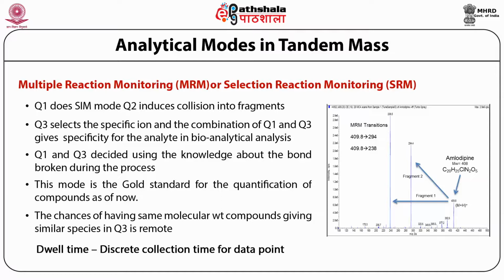In this picture, what you see is amlodipine, which is an antihypertensive drug, which is getting ionized, and it is giving rise to the transitions of fragment 1 and fragment 2, in which the transition of Q1 by Q3 is 409.8 to 294 and 409.8 to 238. These two transitions, with this particular dwell time, give discrete collection of data points to create a peak which can be quantified.